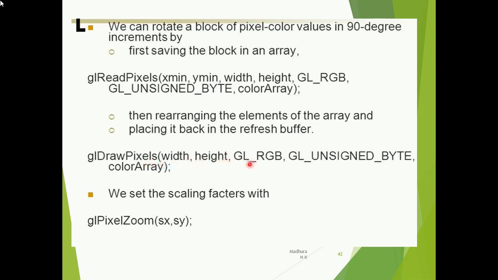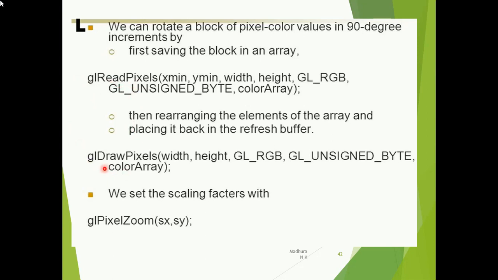Width, height, GL_RGB, GL_UNSIGNED_BYTE, and again you have the color array. So this is also array information only, but the drawing process will happen on the raster screen. And then we have one more function, maybe for scaling it will be used. So till now I have talked about rotation, these two functions.